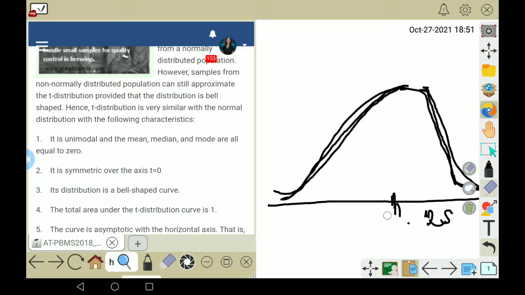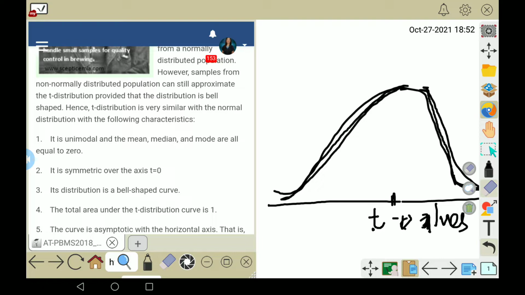When we are dealing with samples, what we most commonly use is the T distribution, and instead of Z values we have what we call T values. What's the difference between the T values and the Z values? Number one, T values use the degrees of freedom. We will learn later on what the degrees of freedom are, but right now we will continue with our discussion.